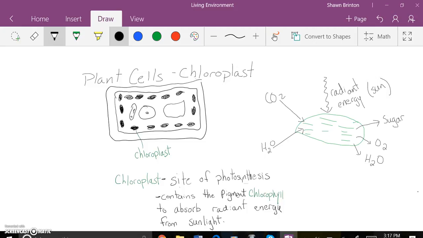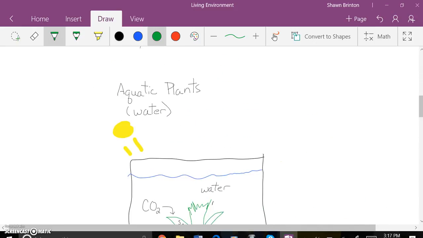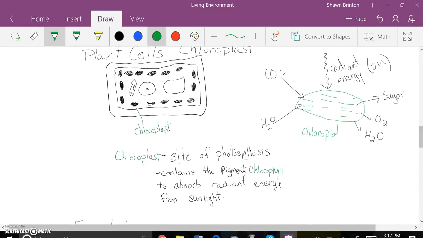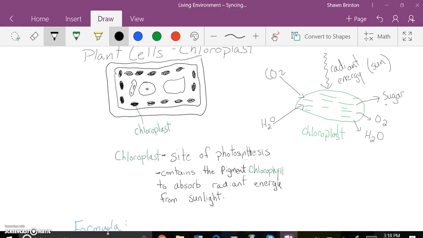This is the chloroplast. So make sure you label that the chloroplast if you haven't done so already. So remember, the chloroplast is the site of photosynthesis, containing that green pigment chlorophyll, and we have CO2 going in, H2O going in. Radiant energy from the sun is absorbed through the chloroplast, and out comes your sugar, which is your glucose, your oxygen, and your water. You might want to just label the sugar as glucose if you haven't done that already.